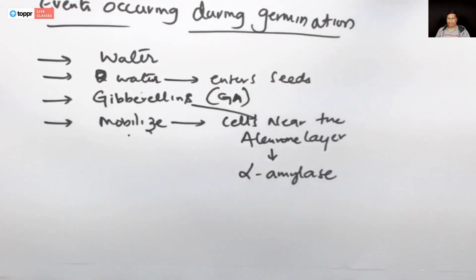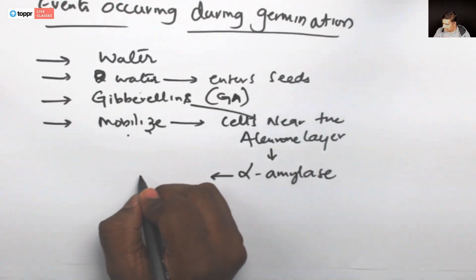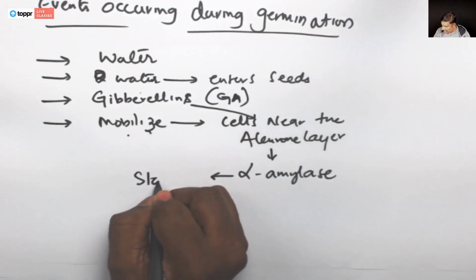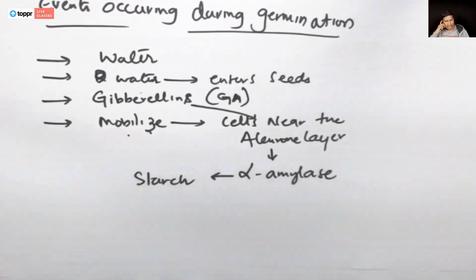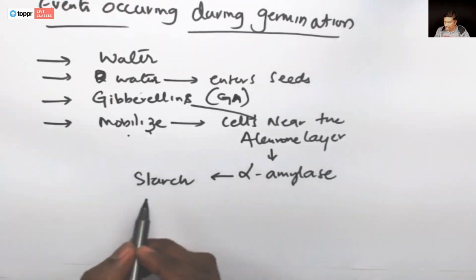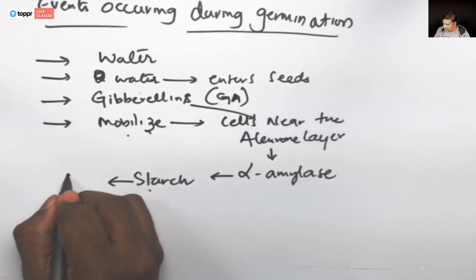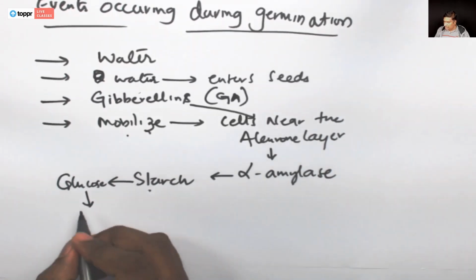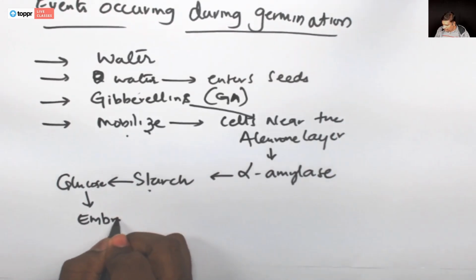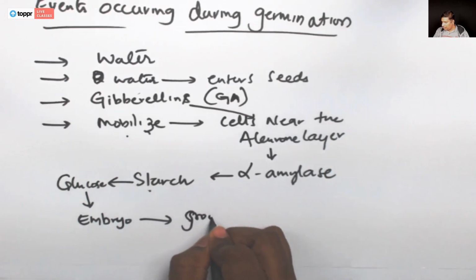They start secreting alpha amylase, and this alpha amylase which is being secreted will start acting on the starch which is stored in the endosperm. The endosperm basically has starch stored in it, and when the alpha amylase acts on starch, the starch is broken down to glucose. This glucose is then used by the developing embryo to start the growth.